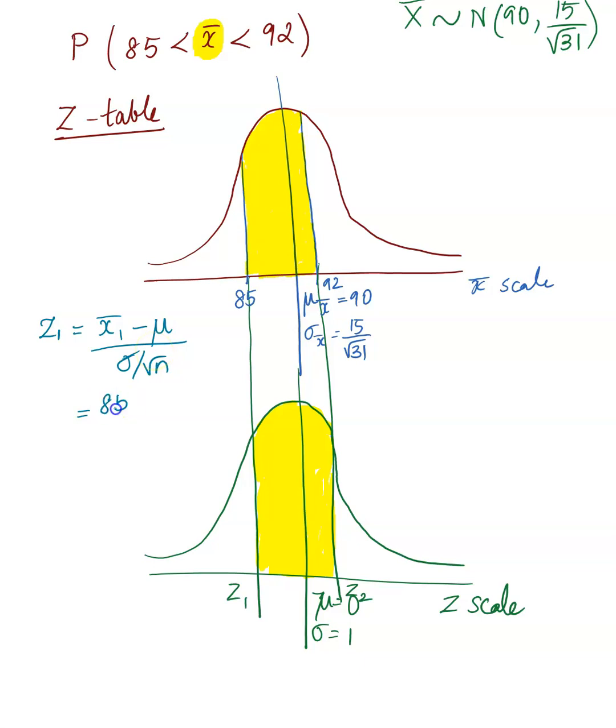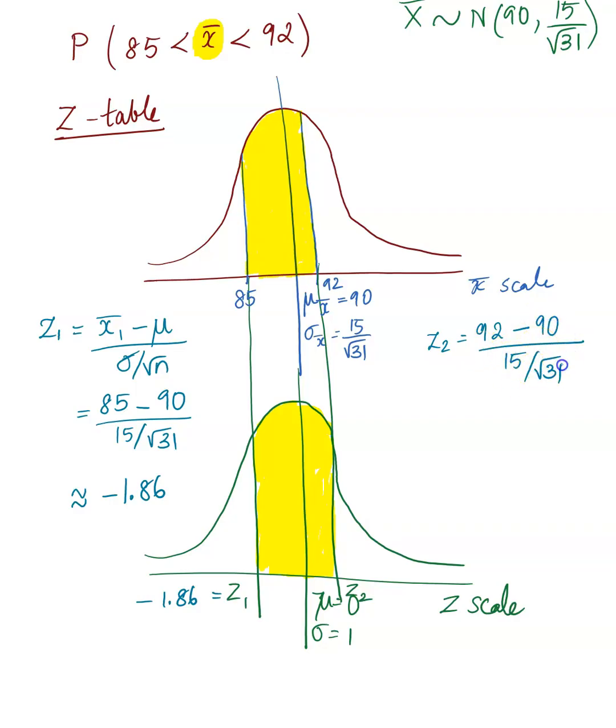So that's going to be 85 minus 90 over 15 over root 31, which gives 1.86. So my Z1 is negative 1.86. Then I come over here to get my Z2. Z2 is 92 minus 90 over 15 over root 31. That comes out to be approximately 0.74. Quickly check if your values are meaningful. Z1, which is to the left of the mean, should be a negative value, and Z2, which is to the right of the mean, should be positive.